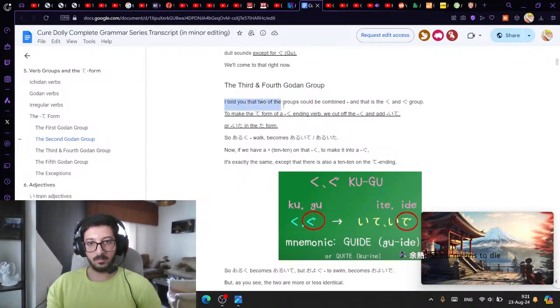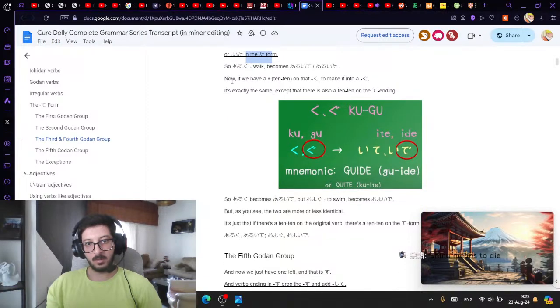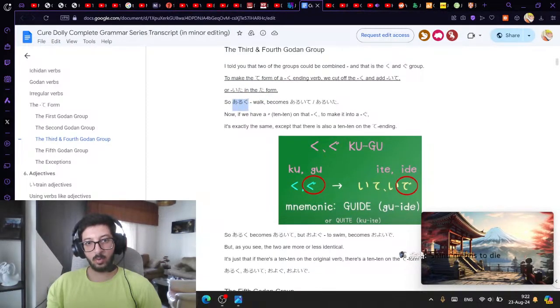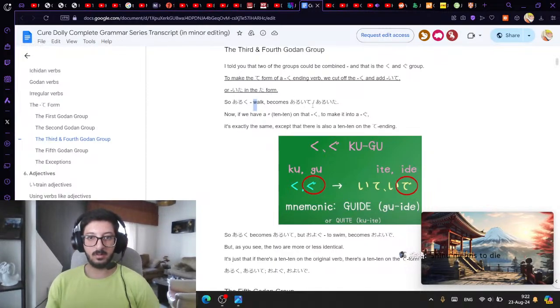The third and fourth Godan groups, I told you that two of the groups could be combined, and that is the ku and gu group. To make the te form of a ku ending verb, we cut off the ku and add ite, or ita in the ta form. So aruku, walk, becomes aruite, walking, or aruita, walked.